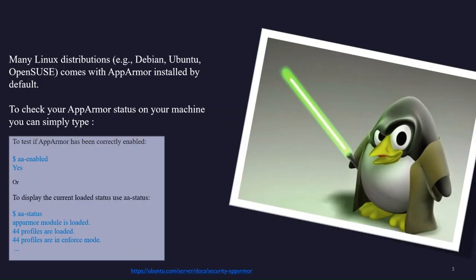Many Linux distributions like Ubuntu, Debian, or others come with AppArmor installed by default. To check the AppArmor status on your machine, we can simply type in terminal aa-enabled, then hit enter. Or to display the current loaded status, use aa-status, then hit enter and see the result.